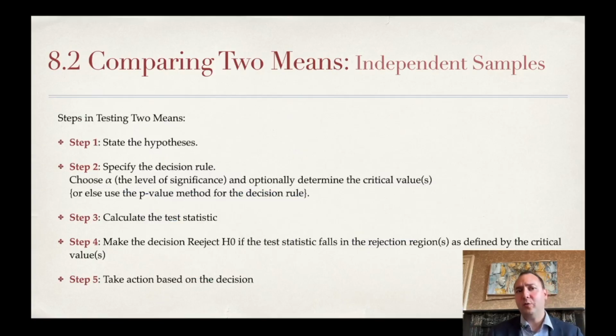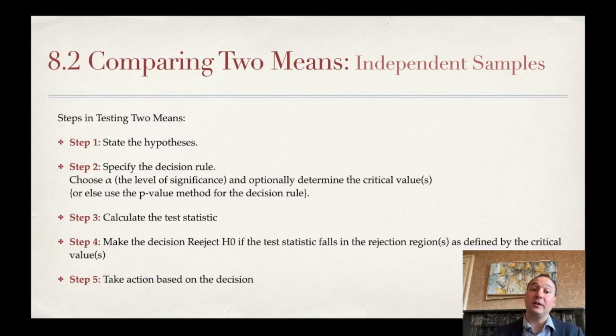All right, so how do we test two means? First, same as with the one sample hypothesis, step 1 is state the hypotheses. Step 2, specify the decision rule. Choose the level of alpha. Again, usually alpha is just 5% in most social science applications.